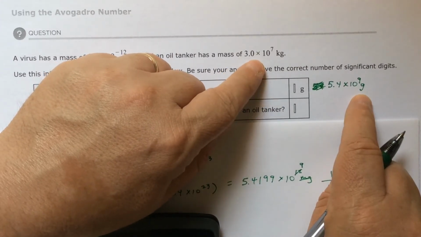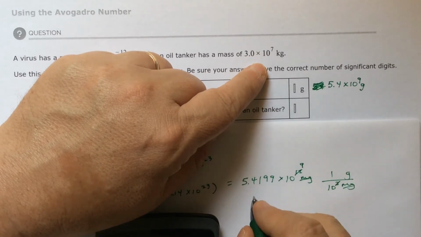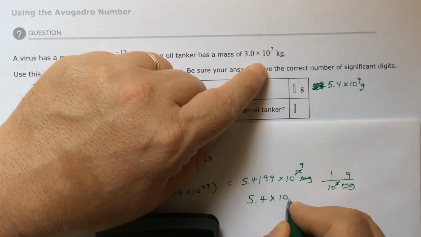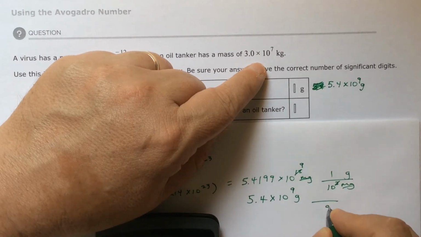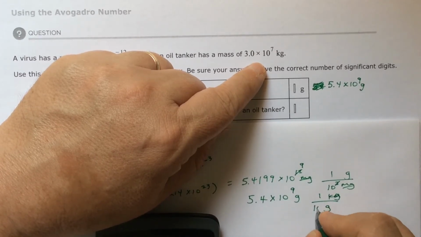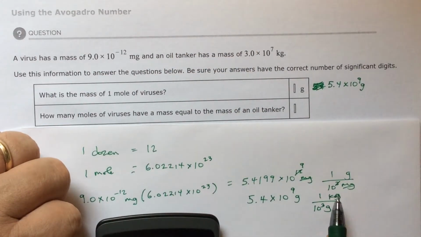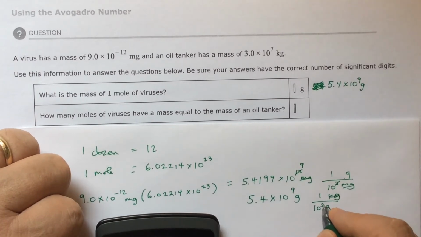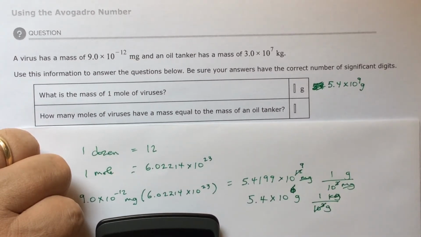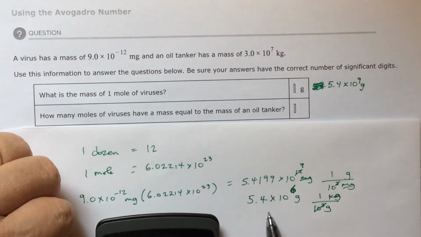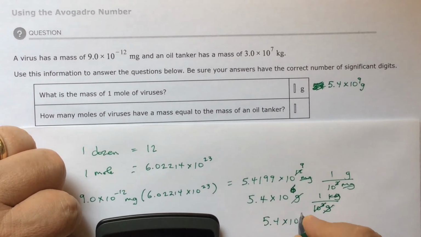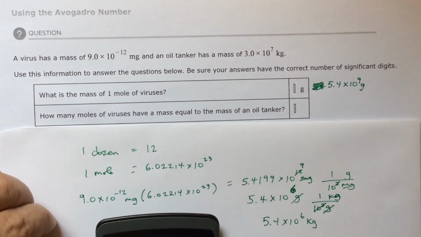So I'm going to need to find out how many grams is in a kilogram. So let's take this and turn it into kilograms. So 5.4 times 10 to the 9th grams, and gram going to kilograms. Grams is on the bottom, canceling. Kilogram is bigger. Kilo is 1,000, so 10 to the 3 grams in a kilogram. The 3 is going to cancel 3 of here, leaving you 6. And so I now have, grams is canceled, I'm now in kilograms. So 5.4 times 10 to the 6 kilograms is how much the 1 mole of viruses weighs.